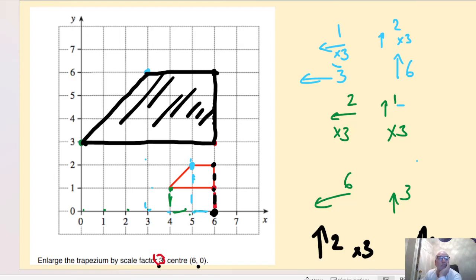Now, what did I mean when I said about the ray method? Okay, the ray method is basically just using the information that we've got, and we take a line from my centre of enlargement. So I'm just going to grab a line. Okay.